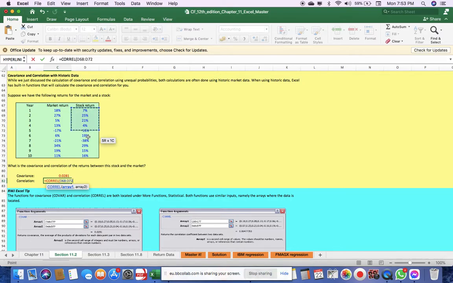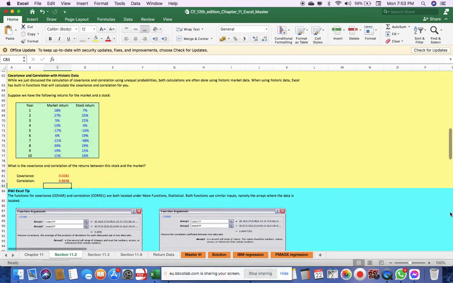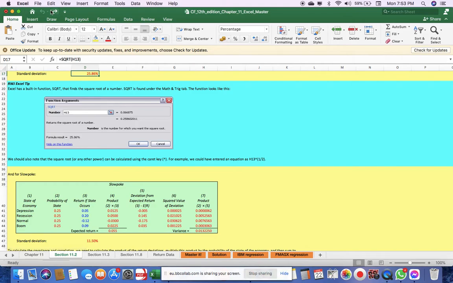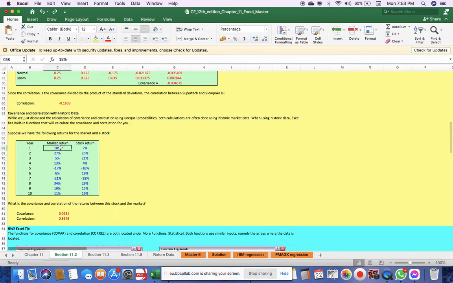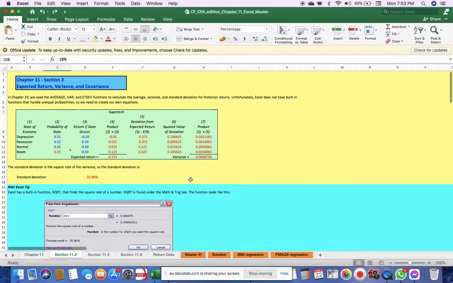So, comma, array 2. So this is the way you calculate these things when normal returns are provided. If probabilities are assigned, then you have to calculate through the calculation mode.